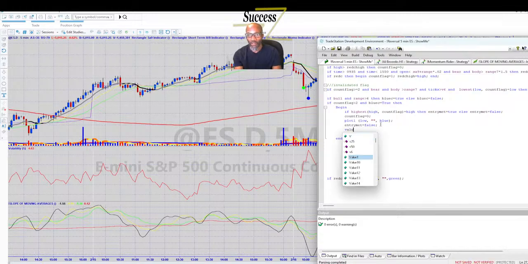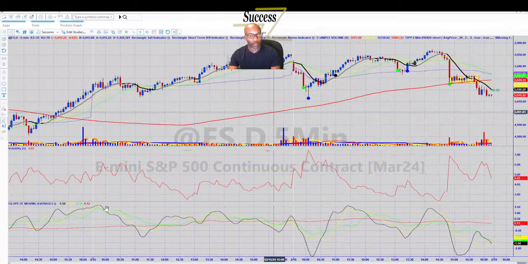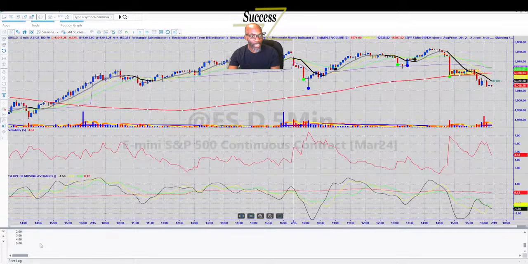So let's do value 1 plus equal to 1. And then we're going to print value 1. So you're really not able to do a lot of calculations inside the print area. You need to go ahead and do your calculations outside and then bring it in. All right, so when we open up the print log, it'll pretty much tell us how many times it printed.